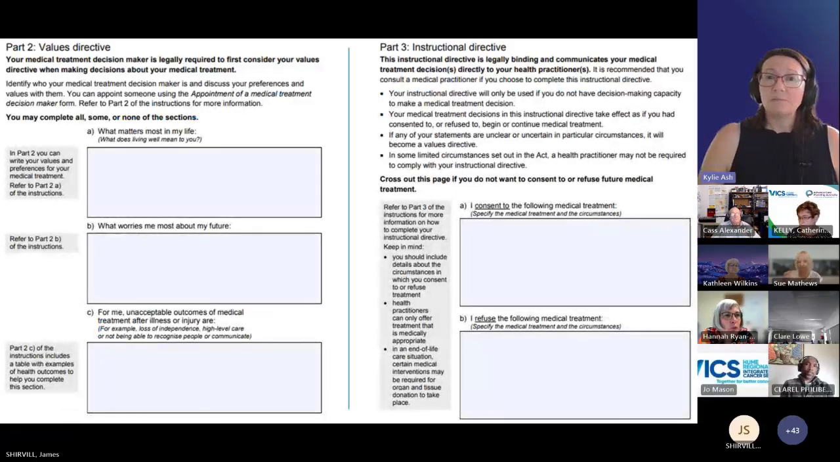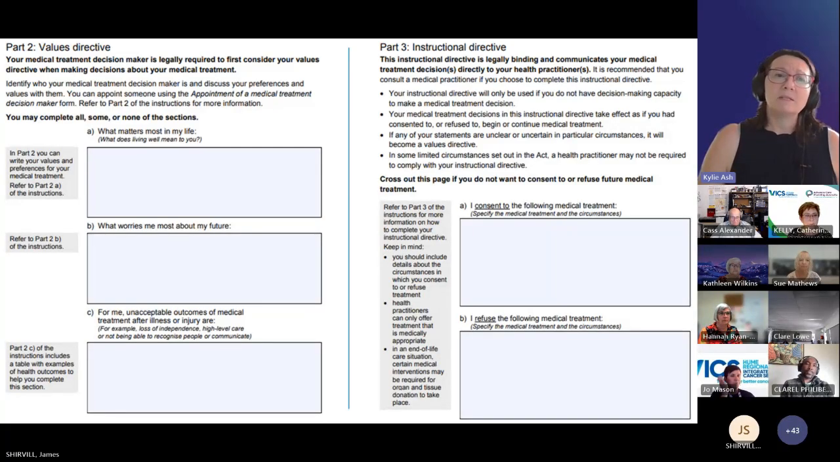There are images on the screen there of the documents, just screen grabs. Part 2, as we've noted, is the most important aspect of the document. It's often difficult to make those definitive decisions about uncertain future health scenarios. And so this is why spending time reflecting on your values and preferences, and discussing these with your medical treatment decision maker so they have a really clear picture of what quality of life means to you, is so important. And that was the example that Sue expressed by sharing her story.